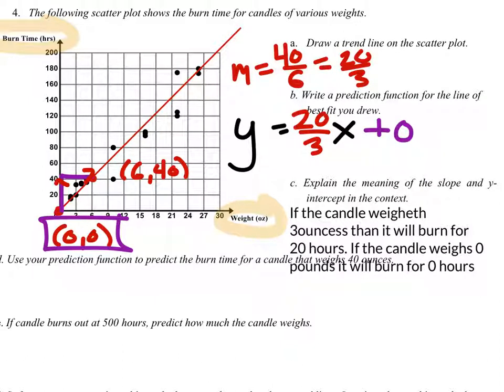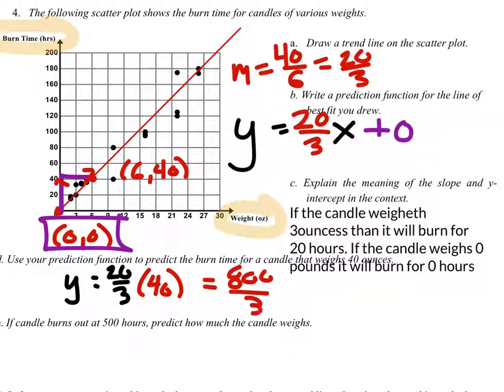Use your prediction function to predict the burn time for the candle that weighs 40 ounces. Alright, so ounces again is x. So in this function, y equals 20/3 times the x, which in this case is 40. If we continue to solve this, I get 800/3, which is the same as 266.6 repeating, and y, that's in hours. So if it weighed 40 ounces, we should get 266.6 hours.